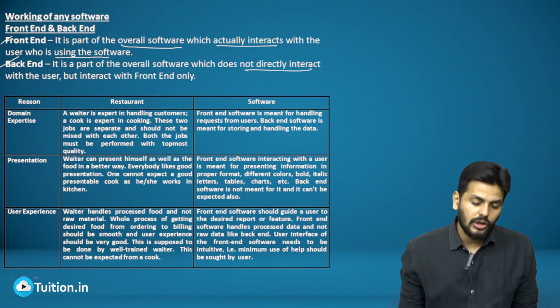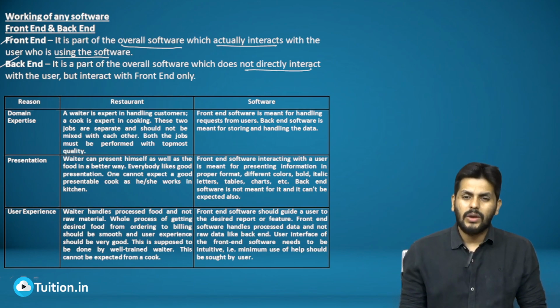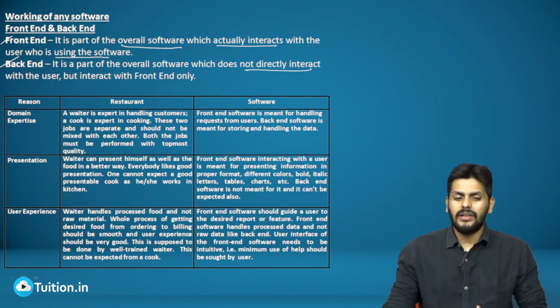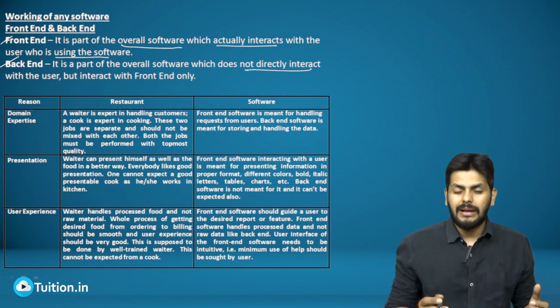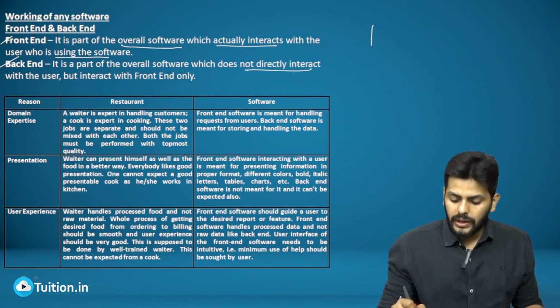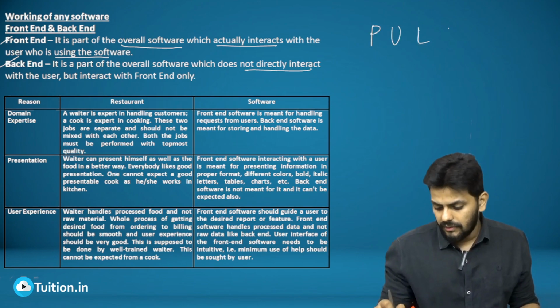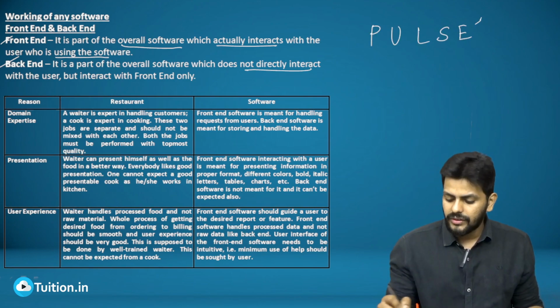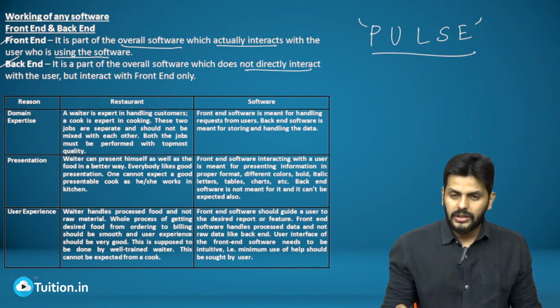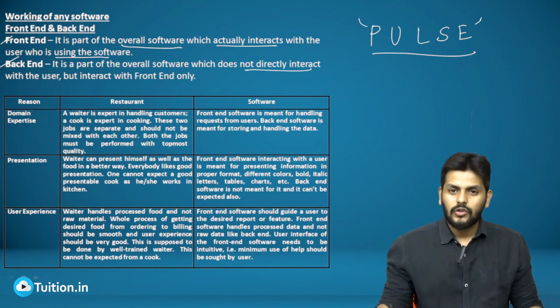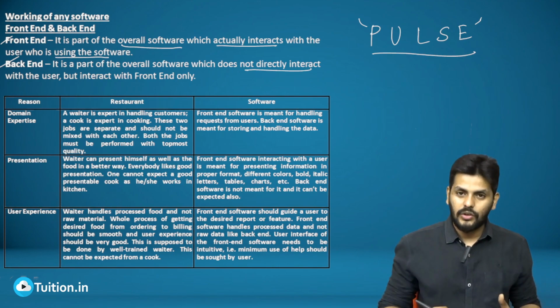Let's now talk about why. There are very simple examples here. I think you can understand the logic behind it. Nobody can simply do both, front end and back end, even be it a software. So I want you to remember a shortcut which tells you all the 5 differences. I coin it as PULSE: presentation, user experience, language, speed and expertise. We will see all the points now.